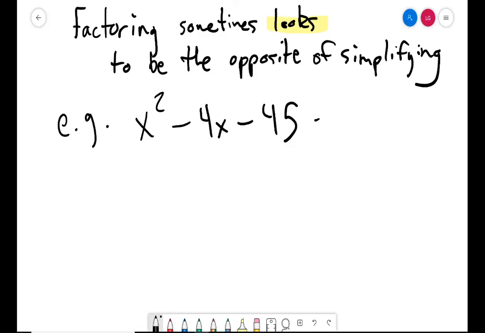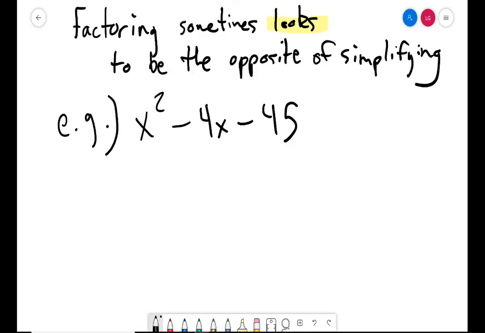For example, we could write this like this. We can move things around, right? So it's simplified, but it is not factored. That'll be useful for simplifying. It'll also be useful for telling us things about this function.